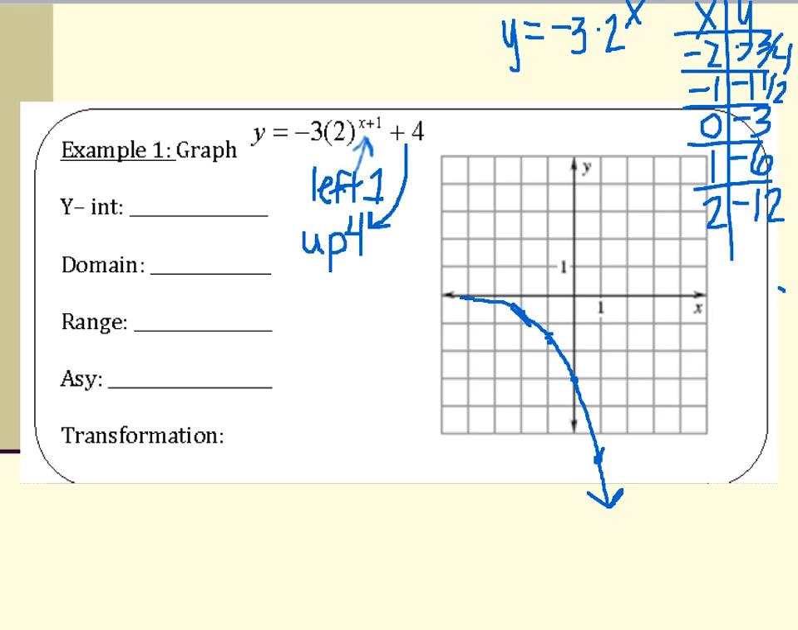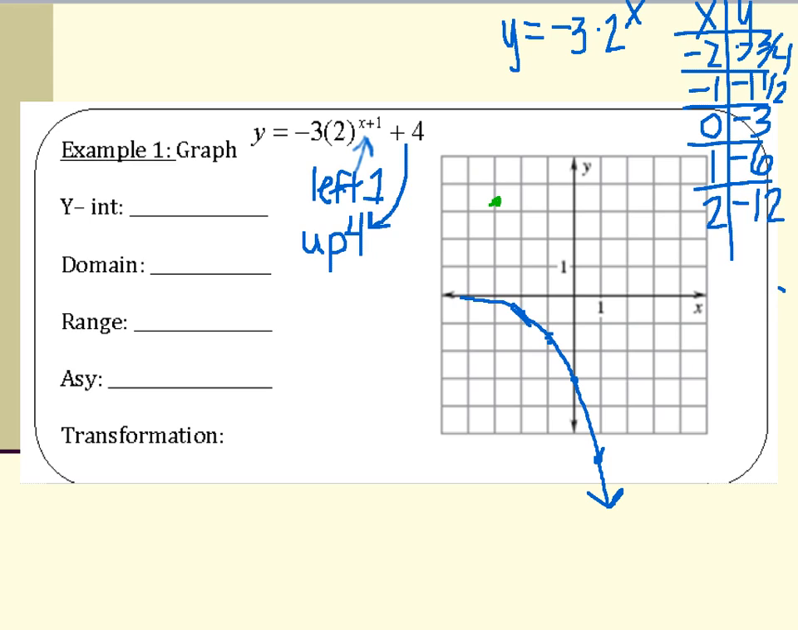So in order to find my new points, I'm going to take this point. This is one of my points, -2, -3/4. I'm going to go left 1 and up 4. There's 1, 2, 3, 4. So my point's going to end up right there. Make sure I get this right, right about here.